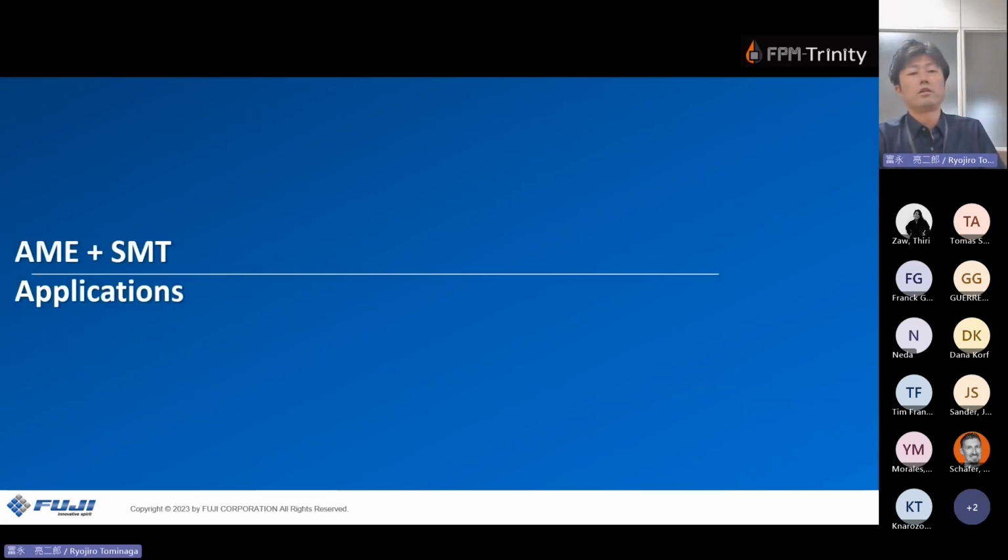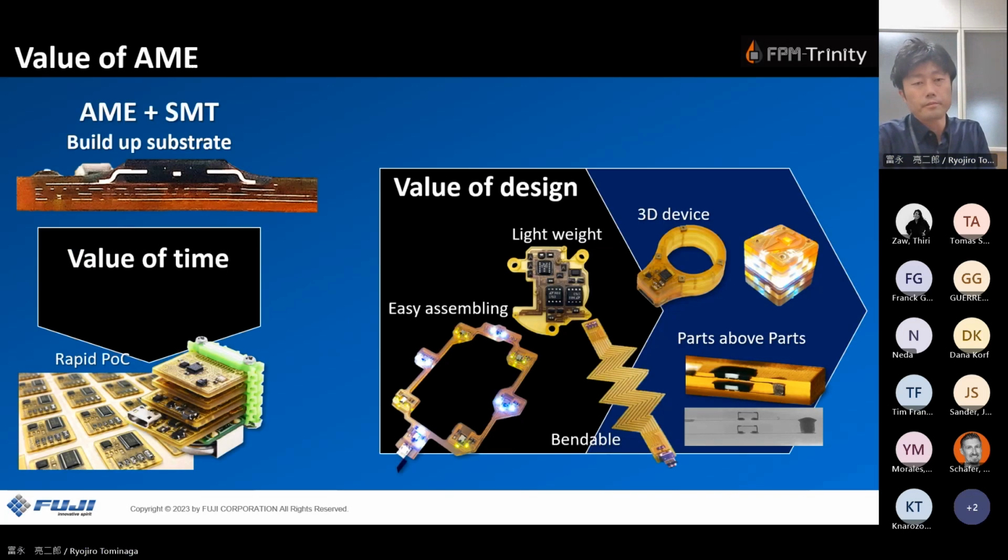Okay. The next one, the application. So our machine has AME and SMT function. Therefore, that can create the build-up circuit structure with a mounted component. And one of the directions is the value of the time. So it can be very effective for rapid prototyping and rapid POC very fast.